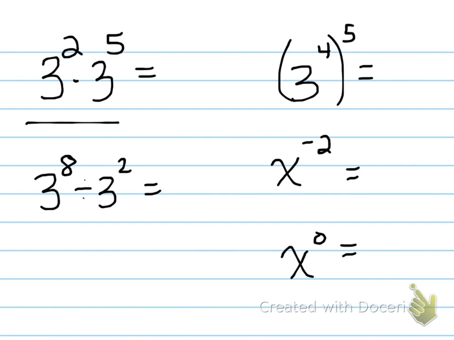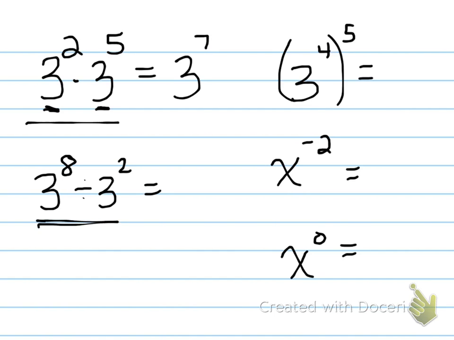The first one we have here, 3 to the second times 3 to the fifth, is multiplication with a common base. That 3 is the base in each term. So what we're always going to do is keep the base, and then when multiplying, you're actually going to add the exponents to get 3 to the seventh.